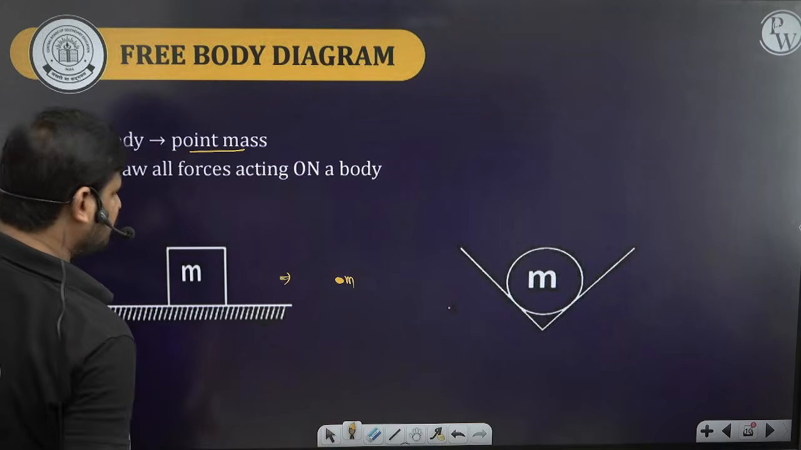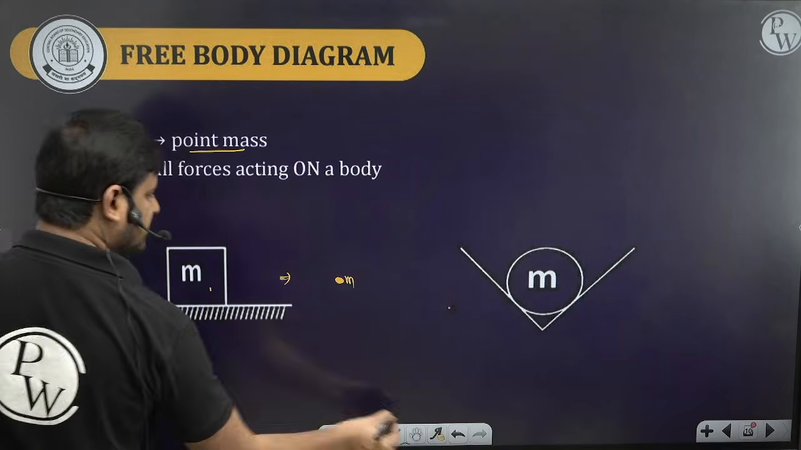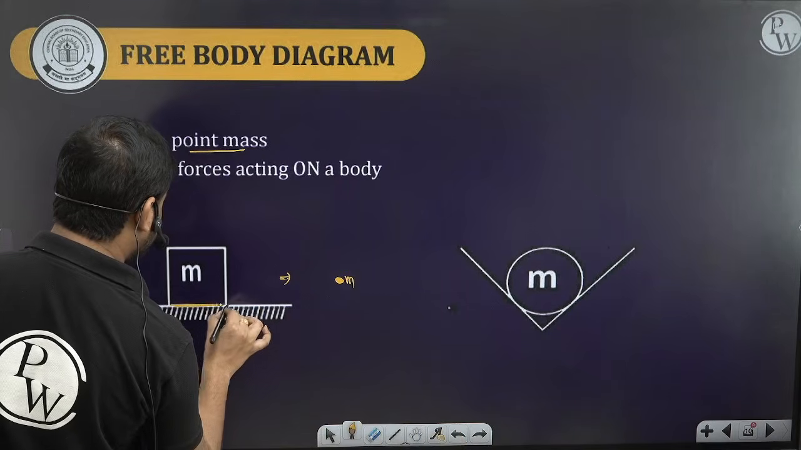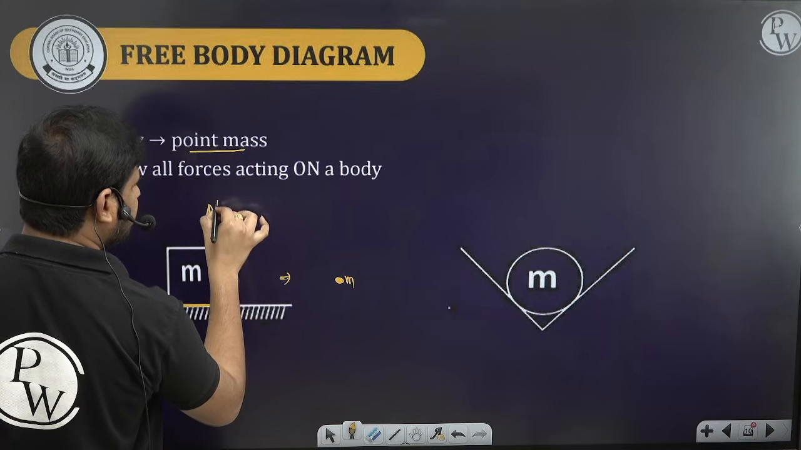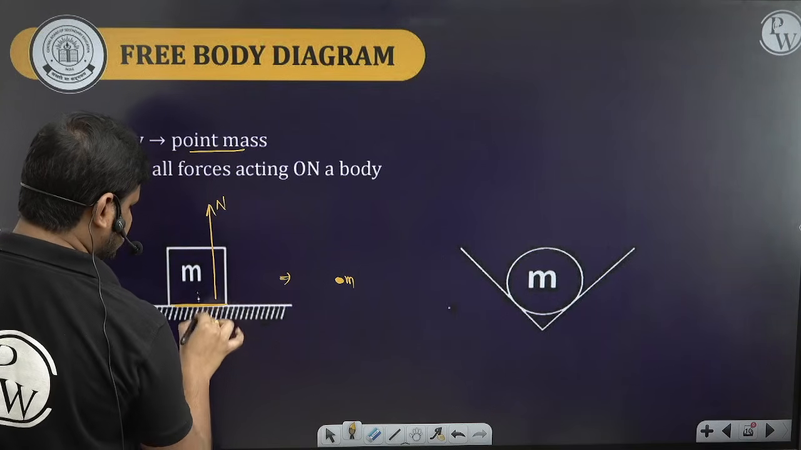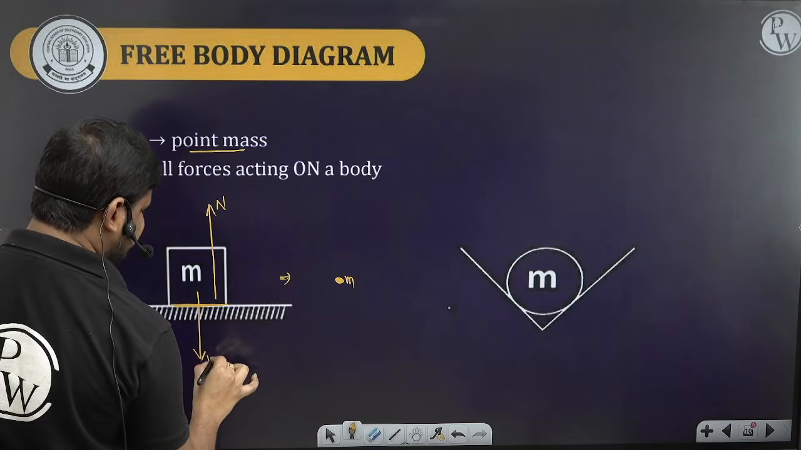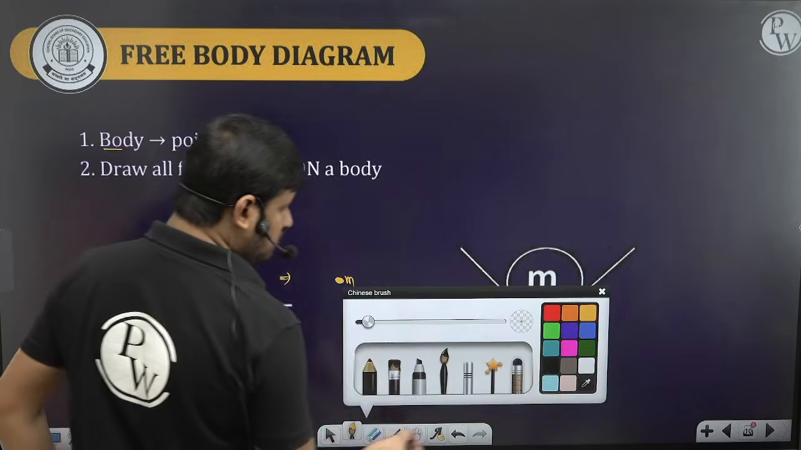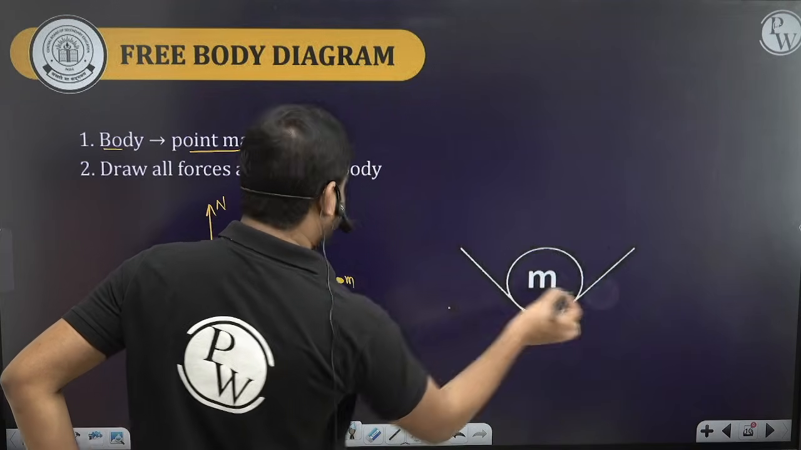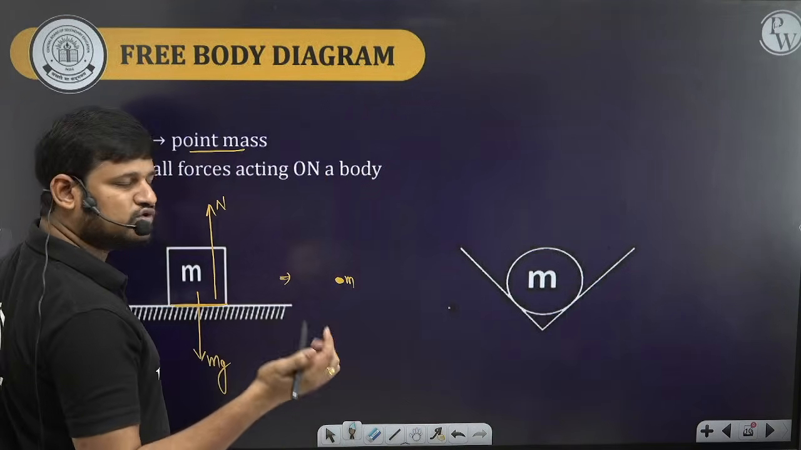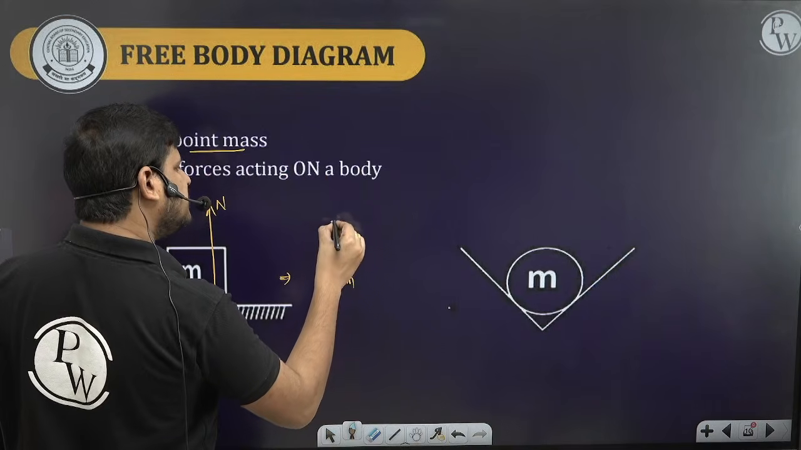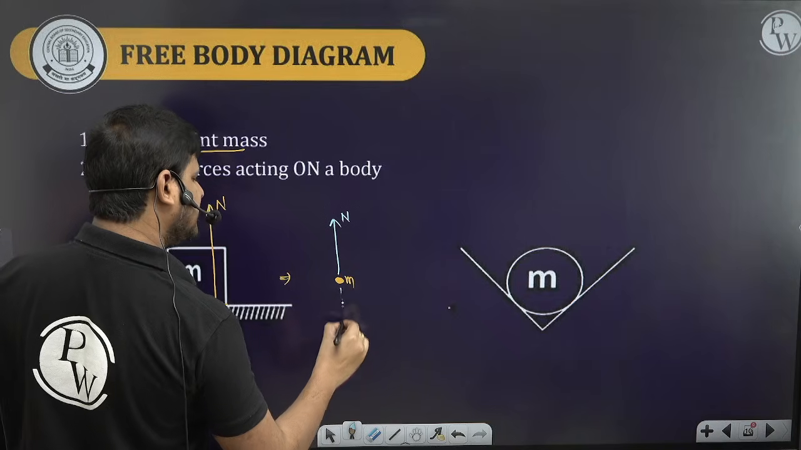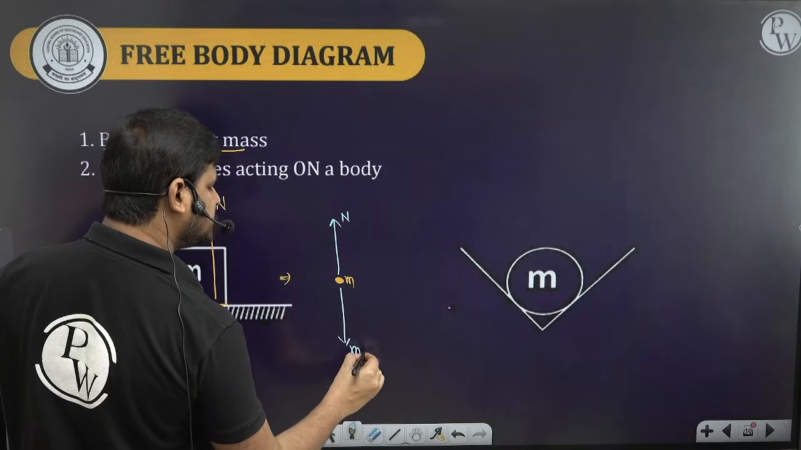Now what are the forces acting on it? We know that whenever there is a point of contact, there exists the normal. And for this body its weight acts downward, mg, yes or no? So first consider the body as a point mass and represent all the forces acting on it. Here the normal is acting upward and mg is acting downward.